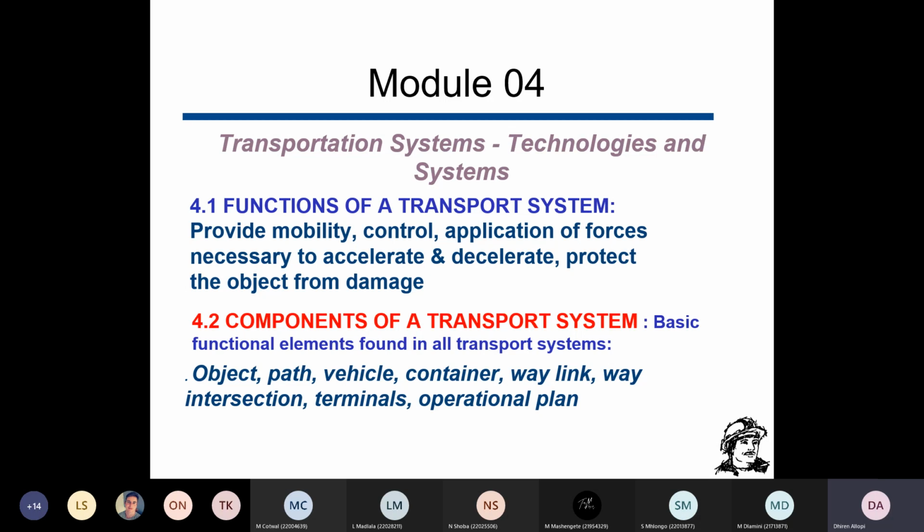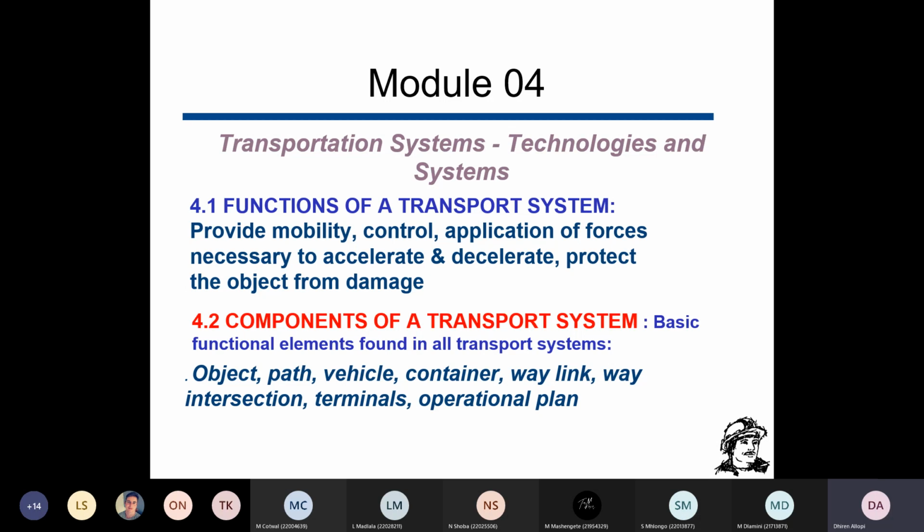So what is the prime function of the transport system? And you can see some key words there. Certainly providing mobility, providing control. Can you imagine if you were driving a vehicle and you had no control of the vehicle? What causes the mobility? By some means of forces, application of forces to accelerate or decelerate the vehicle. And certainly at the end of the day, you must be able to protect the object from any damage. So that overall gives you the function of a transport system.